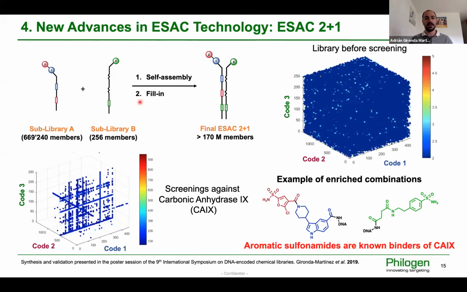oligonucleotides. And after self-assembly and filling by Klenow polymerization, we are able to get our new SEQT 2+1 library, which is composed of more than 170 million members.